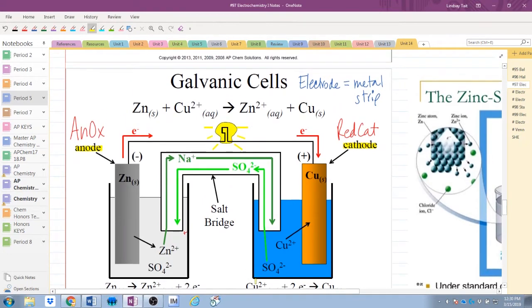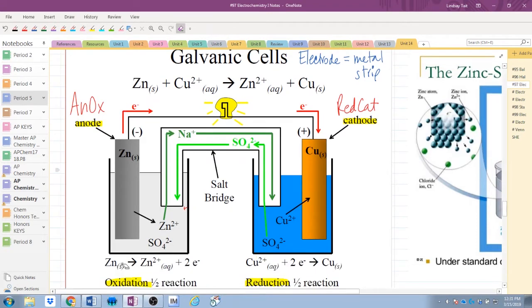Okay? Now, what are these electrodes made of? The metal strips. Why zinc, why copper? Well, looking at your half reactions, if your half reaction contains a metal, then that's what you would use. It doesn't matter if that metal is a reactant or a product. This particular half reaction had solid zinc, so that's why the anode is comprised of solid zinc. This half reaction was comprised of solid copper. That's why that electrode was made of solid copper.